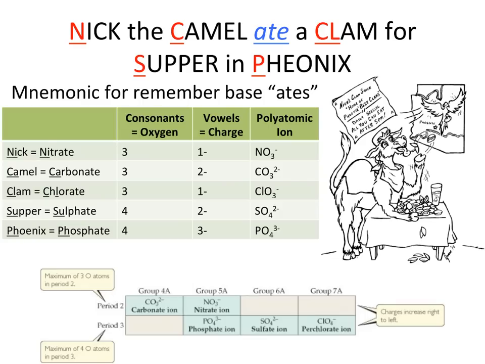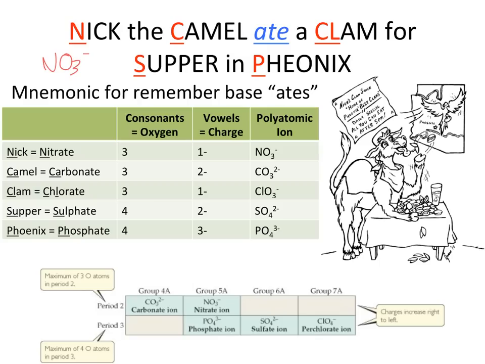Now, in this case, the consonants in the word tell you how many oxygens. So, for example, for N, which stands for nitrate, there are 1, 2, 3 consonants. Those 3 consonants means it's going to be NO3. Okay, now what's the charge for NO3? Well, if we look to the vowels, the number of vowels is going to give us the charge. There's only one vowel here, so it's going to be NO3 1 minus. So this could be a way that you remember. If this helps you, perfect.